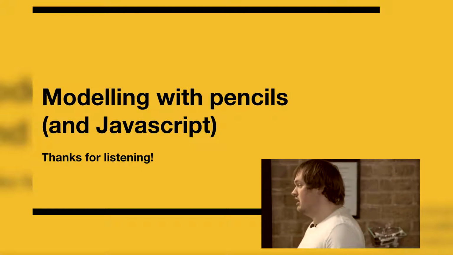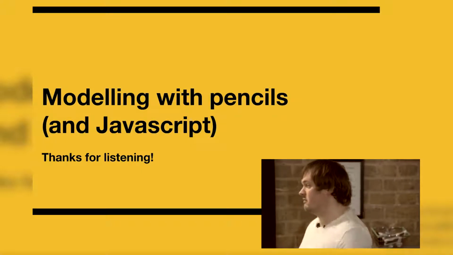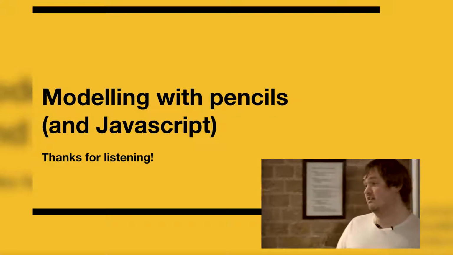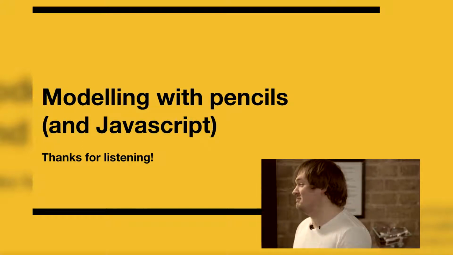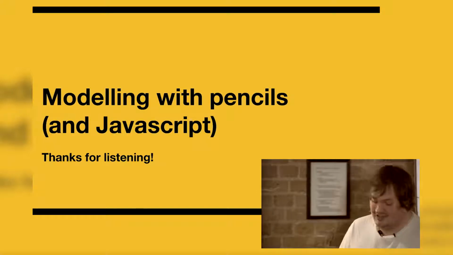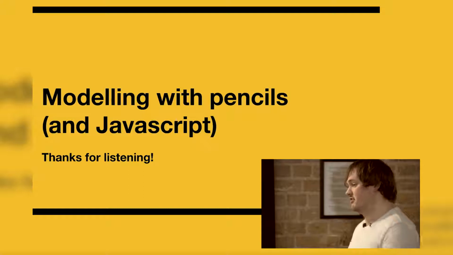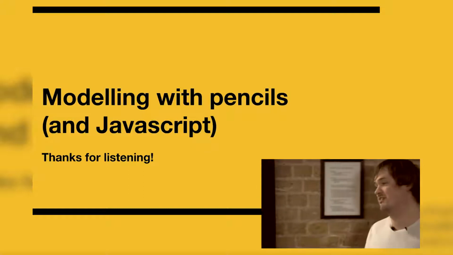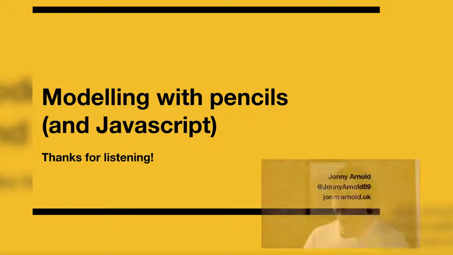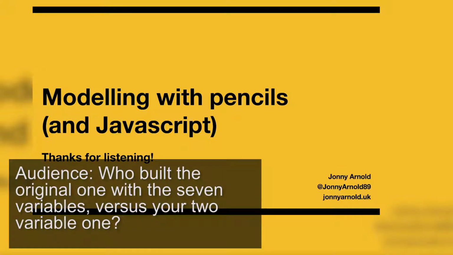It's all pretty performant, given that it's only about 60 lines long at the minute. So I'd be very disappointed if there were any issues there. But yeah, there's no reason why we couldn't do that. And it would be cool to build something like Desmos where you just throw in a model and see what happens. Yeah. Yes? Who built the original one with the 7 variables versus your 2 variables?